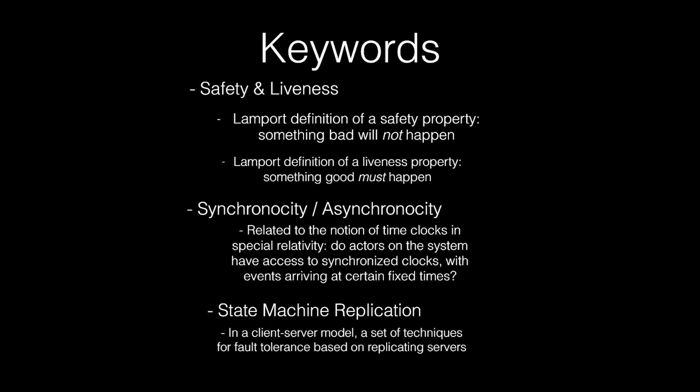Okay, so some keywords: safety and liveness. Safety is a property that something bad will not happen. It's an invariant property. Liveness is a property that something good will happen. Maybe something good will happen eventually. And usually you're trying to prove 2 separate statements with different methods in this field.